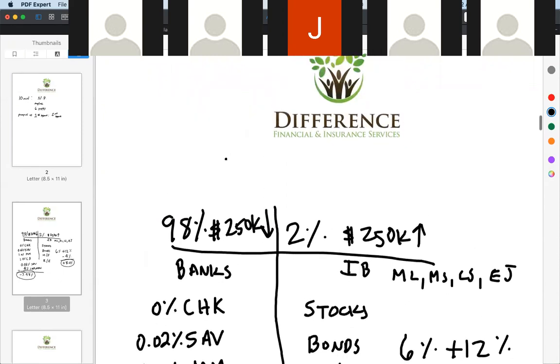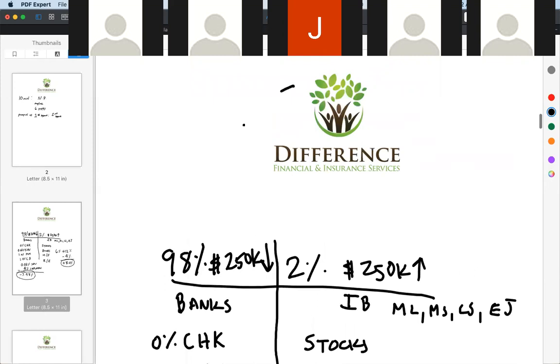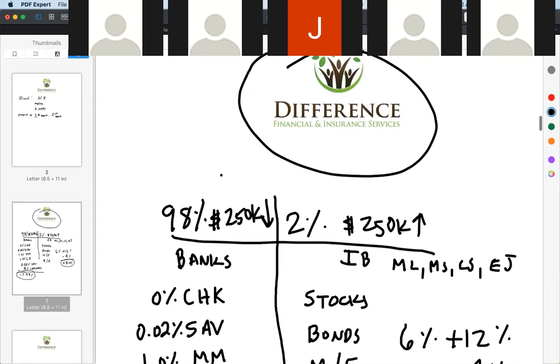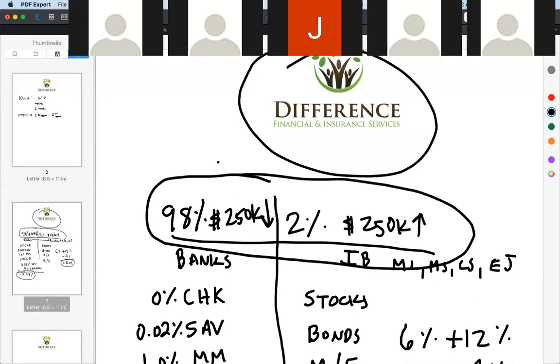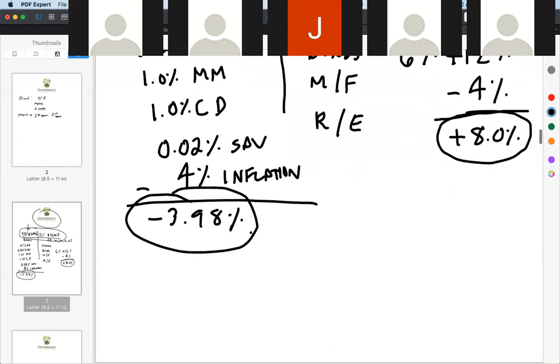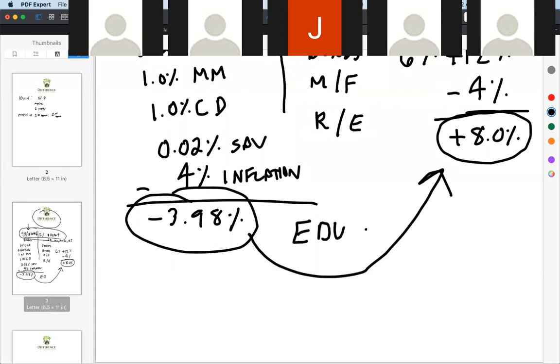And so what we do here at Difference Financial is we help everybody. I circle it just like that. But we want to focus on where the help is most needed. And so what we do is we show people on this side how to get to that side. And we do it by focusing on education. And I write it down just like that.